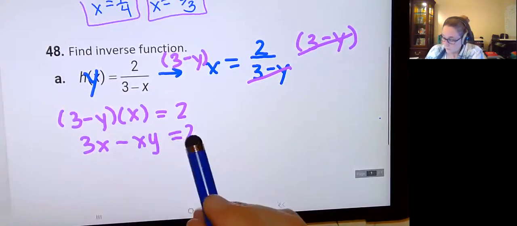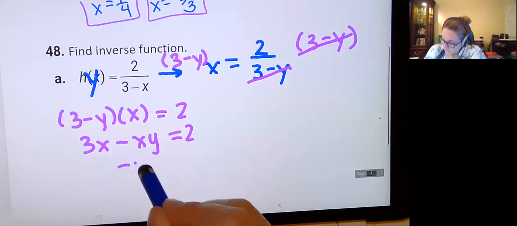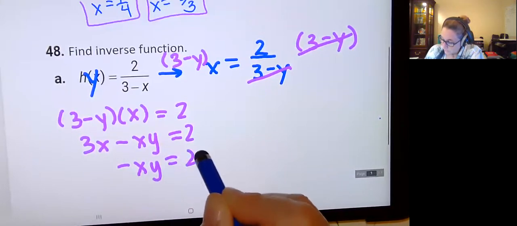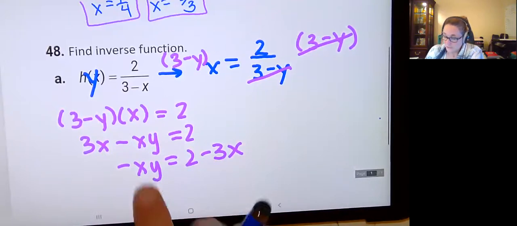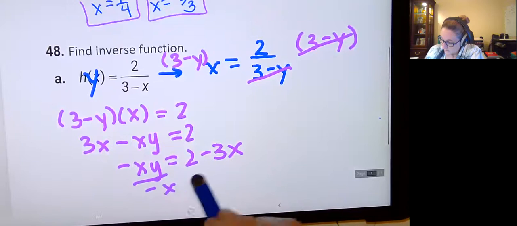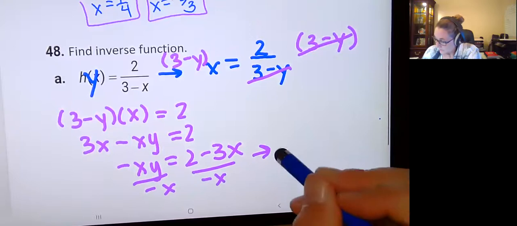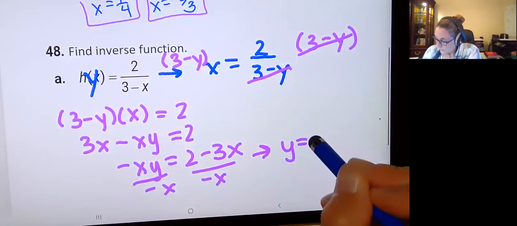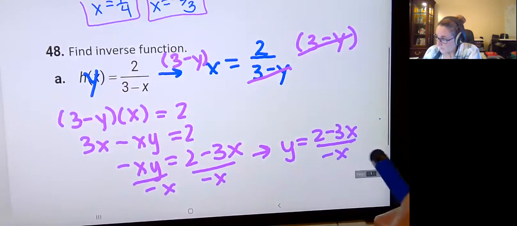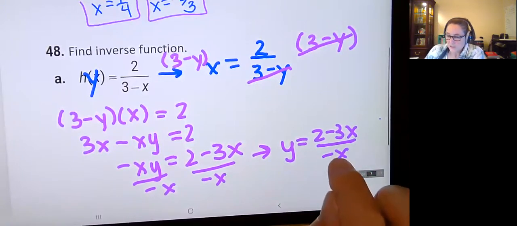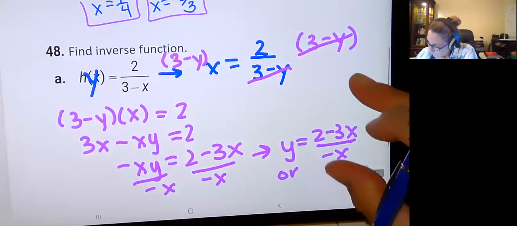I'm trying to solve for y, so I want to get this by itself, so I'm going to subtract 3x. So I get negative xy is equal to 2 minus 3x. And then I'm going to divide both sides by negative x. And when I do, I'm going to end up with y is equal to 2 minus 3x over negative x, or usually we don't like the negative on bottom, so if I move the negative on top, I could write it this way.